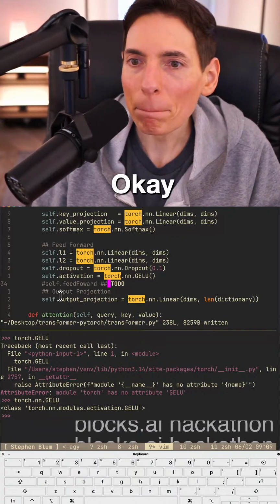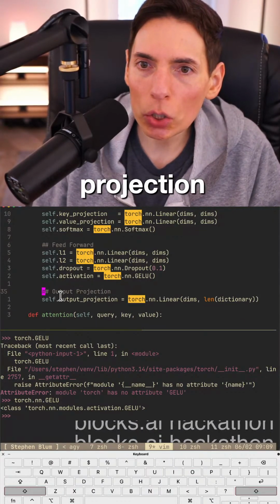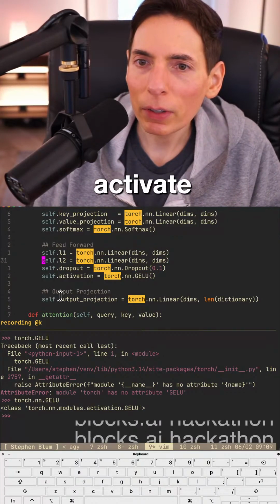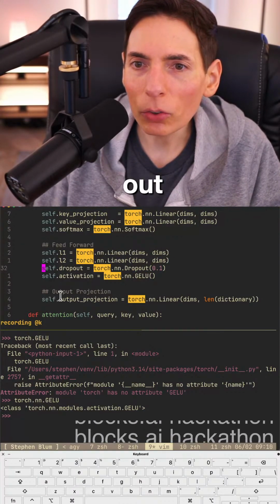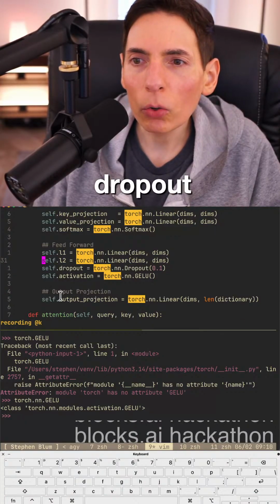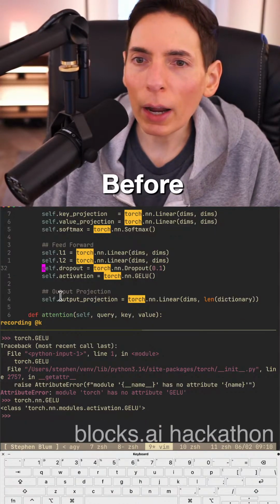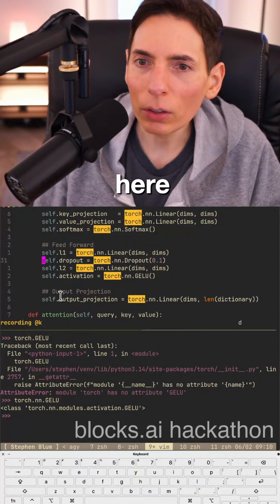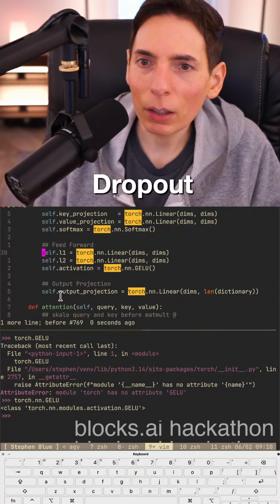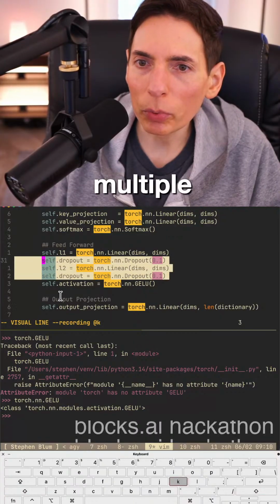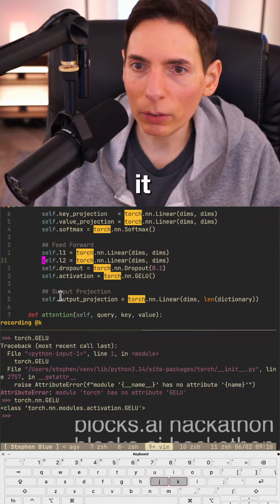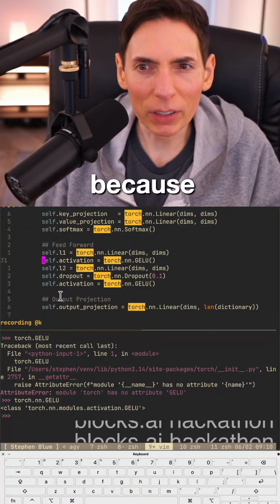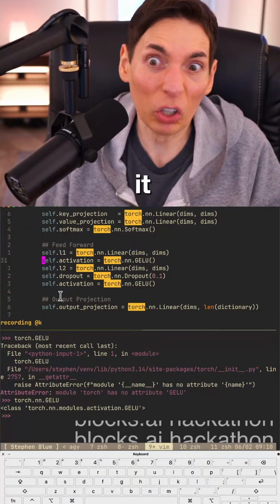Okay. So we've got our output projection. We've got feed forward, we've got our activation. So linear, activate, and then dropout. Do we want to do a dropout before or after? Where do we want to do a dropout? Do you guys know? We could do multiple dropouts, or do it before the activation. I suppose it doesn't really matter that much, because it's going to be a zero either way, so it doesn't matter, right?